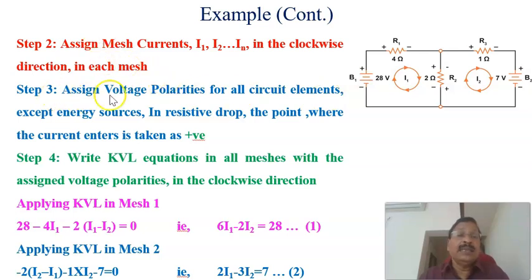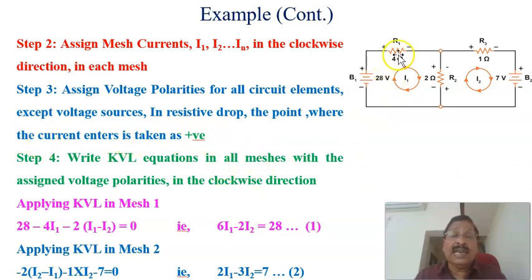That's the second step. The third step is to assign the voltage polarity for all electrical elements except the voltage sources. In a resistive drop, the point where the current enters is taken as positive. For example, in this case the mesh current is I1. Here the current is entering, that is why plus is marked here and minus here. Similarly, here this is the current I2 that is entering this point, that is why plus here and minus here.